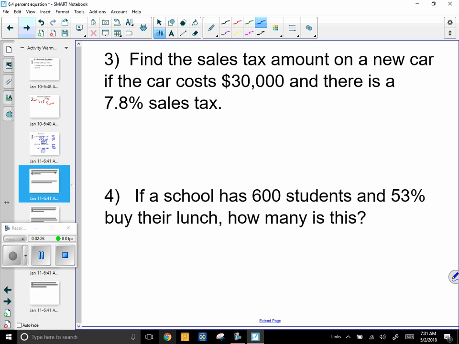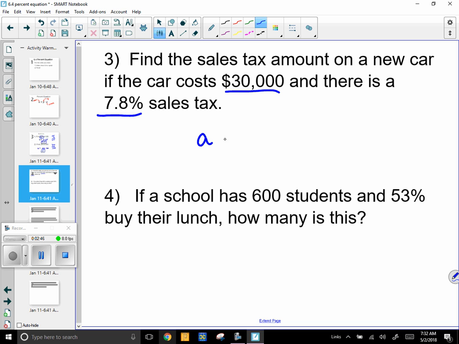All right. Find the sales tax amount on a new car if the car costs $30,000 and there's a 7.8% sales tax. So we're trying to find what 7.8% of 30,000 is. So try this one, pause the video, try these two, come back when you're done.